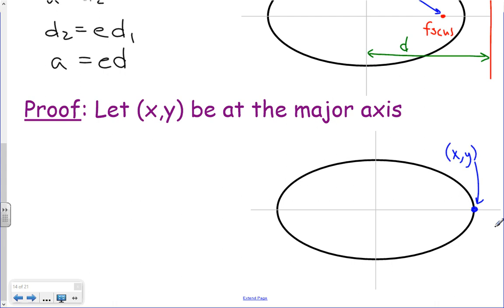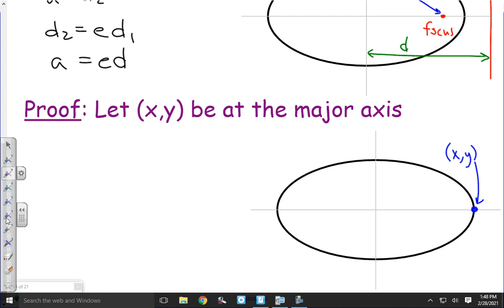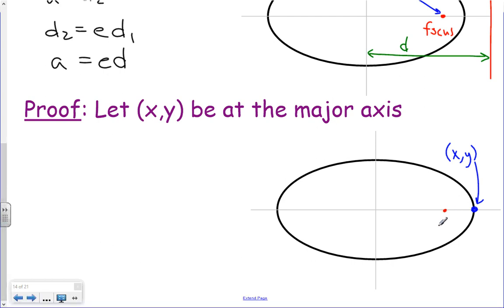And let's label a couple of things here. Let's again mark where our focus is at. So I'll say that my focus is right here. That's my focus. And let's go ahead and mark the directrix as well. The directrix would be somewhere about right here. There's our directrix.